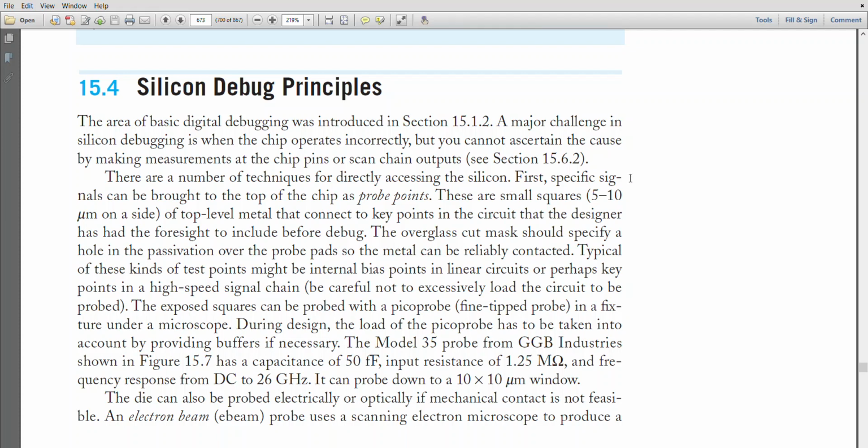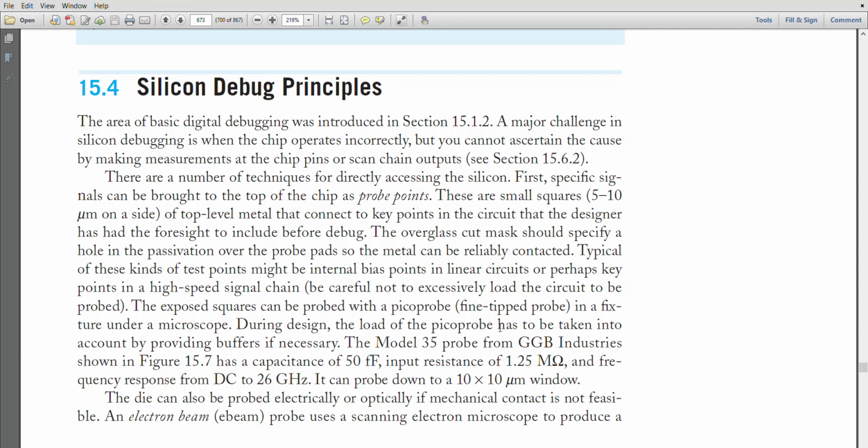First, specific signals can be brought to the top of the chip as probe points. These are small squares of top level metal that connect to key points in the circuit that a designer has had the foresight to include before debug. The overglass cut mask should specify a hole in the passivation over the probe pads so the metal can be reliably contacted. Typical of these kinds of test points might be internal bias points in linear circuits or perhaps key points in a high speed silicon signal chain. The exposed squares can be probed with a pico probe in a fixture under a microscope.